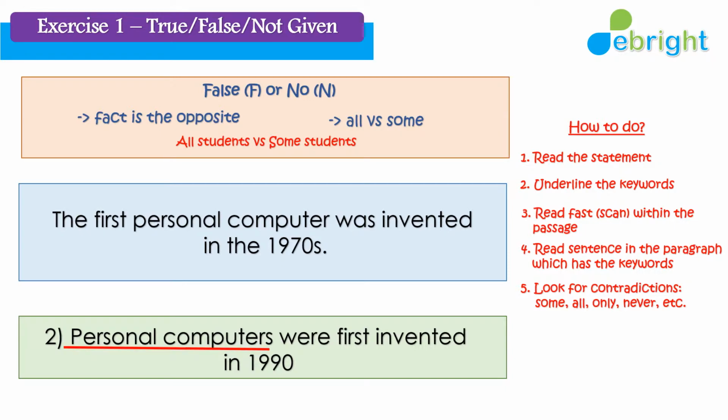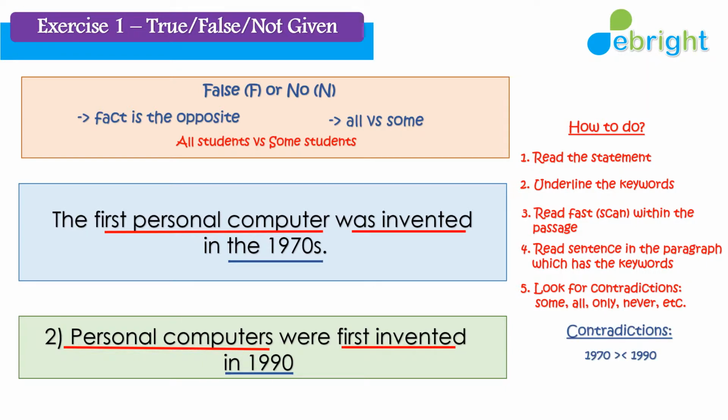So, the first clue over there is personal computers, and then you need to read fast and find the keyword or the synonym of personal computers over there. You've got the first personal computer, and then you've got another keyword, invented, and you've got invented in the passage. And you've got 1990 in the statement and 1970s in the passage. So, the year 1990 and 1970s contradict each other. That's why number 2 is no or false.